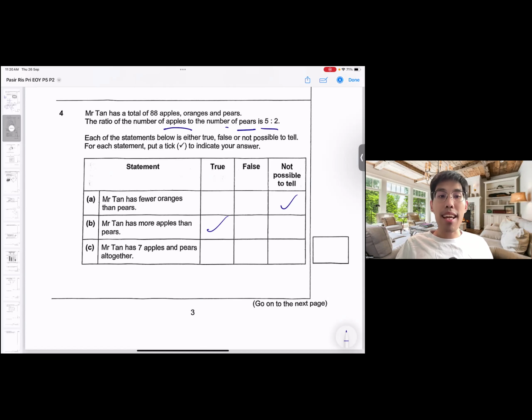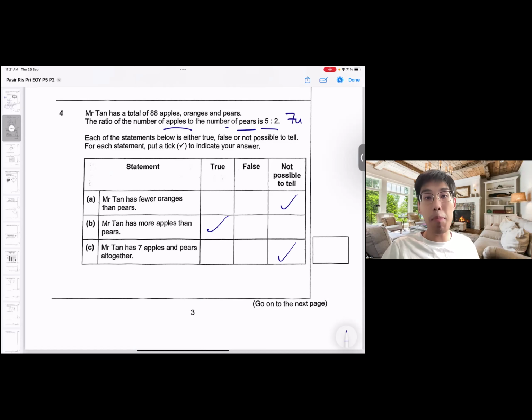C. Mr. Tan has 7 apples and pears altogether. This is what I mentioned earlier. It could be, maybe, but it could be more, because it just means there are 7 units here. Apples and pears have 7 units, but it doesn't tell me that it has 7 items. It could be 14, it could be 28, it could be 35 for all we know. As long as the number is below 88, anything can happen. So the answer is not possible to tell.